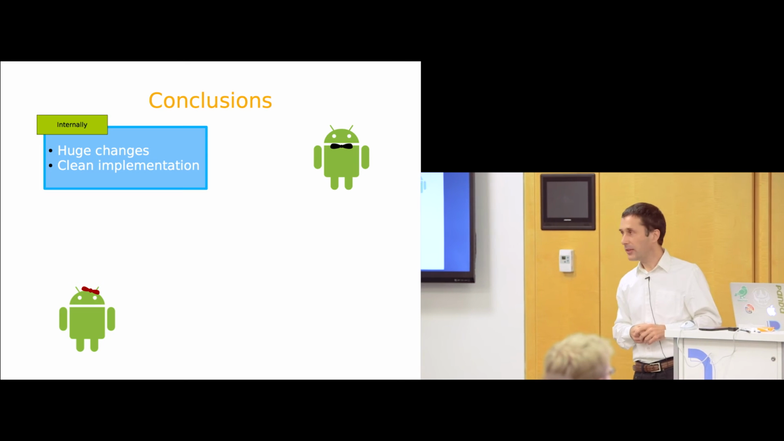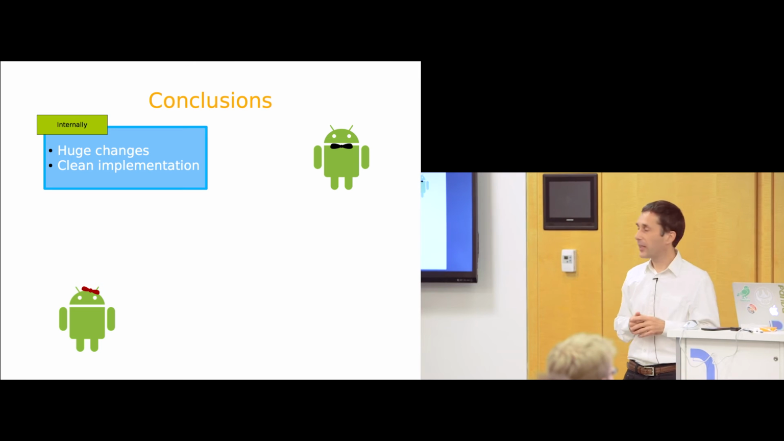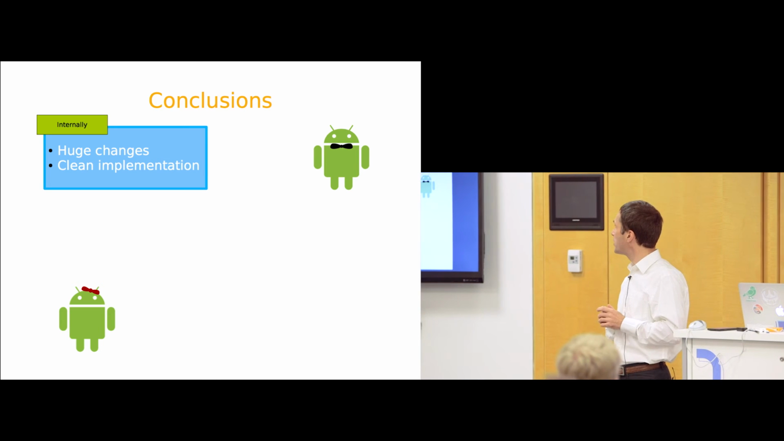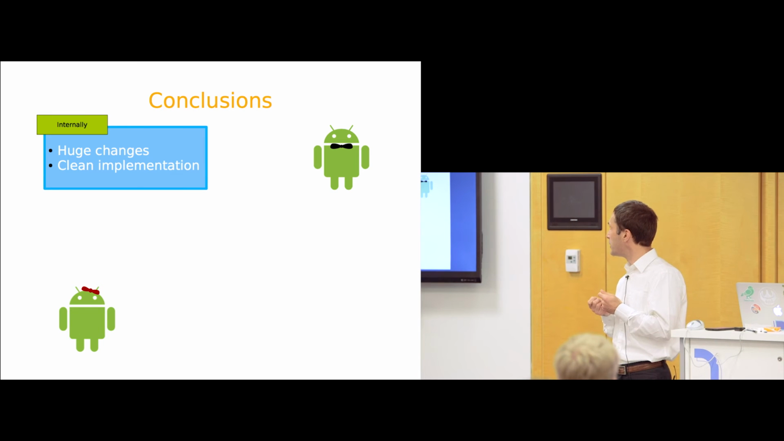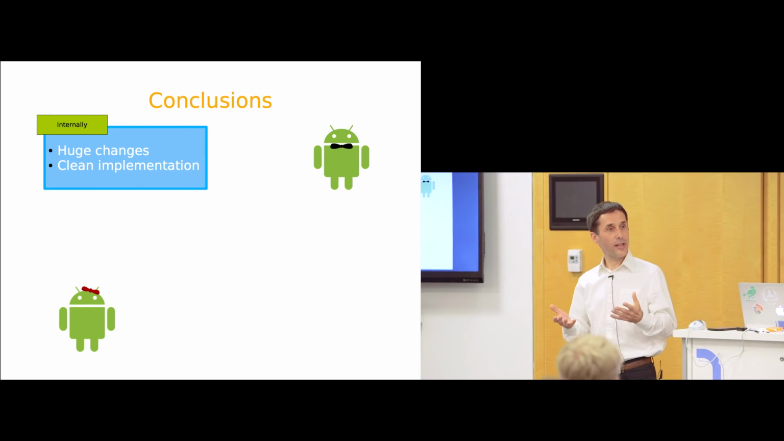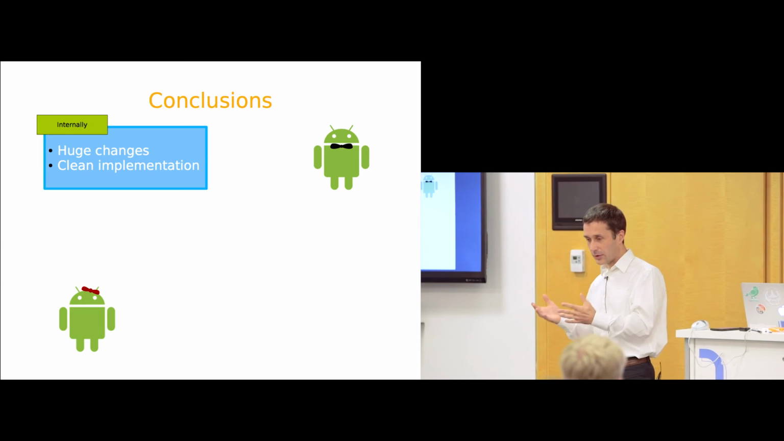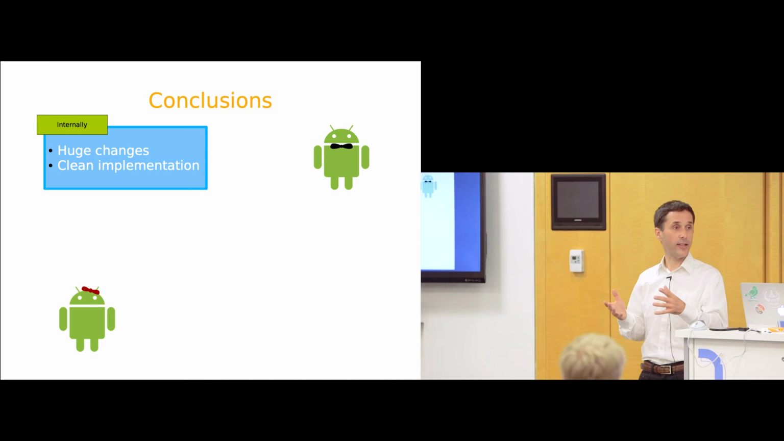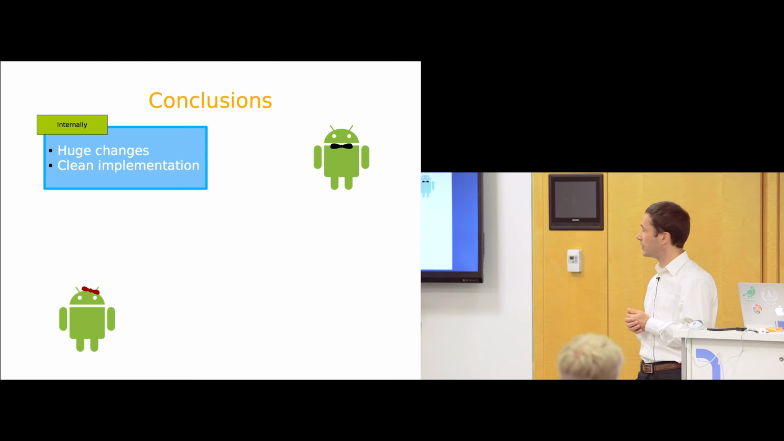So in conclusion, looking at the build system internally, there are huge changes. A lot of tasks are being moved around. The bytecode representation is different. But on the other hand, there is also a clean implementation inside. There's a new Jack compiler, and there's even some indication that there's room for plugins there. So in the future, maybe external developers can plug in their own optimizations in the Jack compiler.